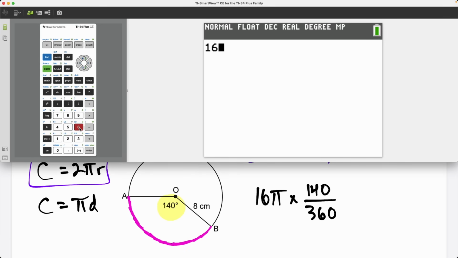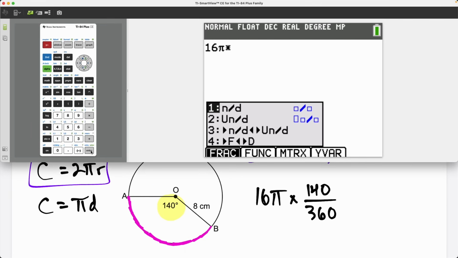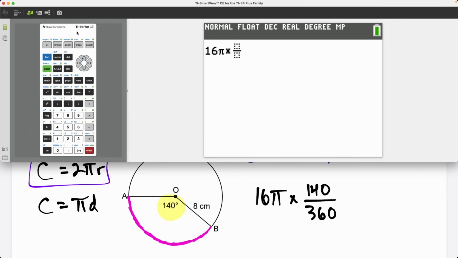We have 16 pi. I could press second, and then this button over here, the up arrow, and then I'm multiplying by, if you have a newer calculator, you could press alpha x to pull up a blank fraction. Otherwise, you could press alpha y equals enter if you just have any TI-84 Plus CE. And then I just write in 140 over 360.